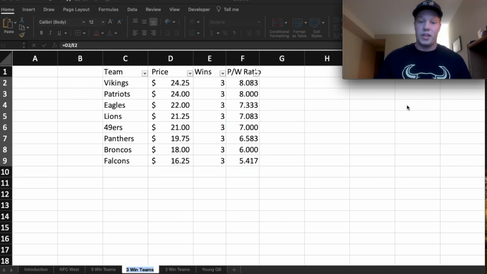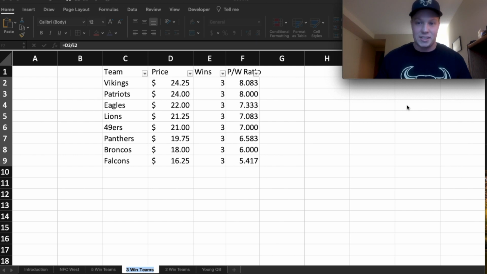I think another really interesting thing to look at right now is all the 3-win teams in the NFL. So like I said, these are all the teams that have 3 wins, and you can see their different prices and then their corresponding price-to-win ratio. So looking at this, you'd say investors are a lot more excited about the Vikings and the Patriots than they are the Broncos and the Falcons.